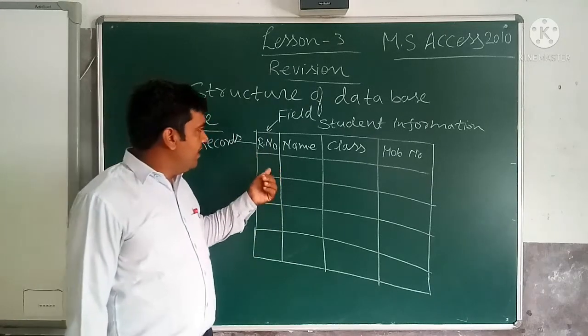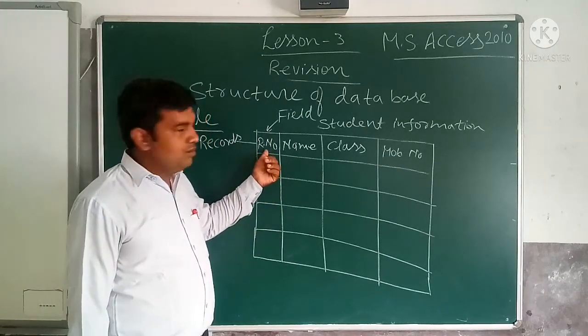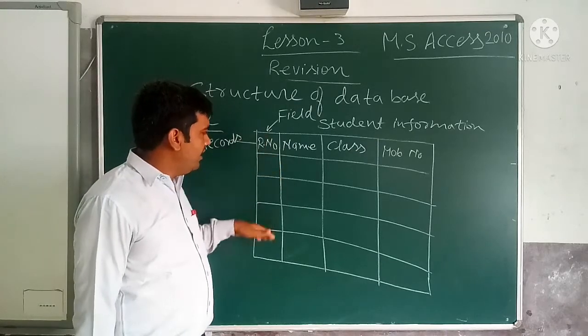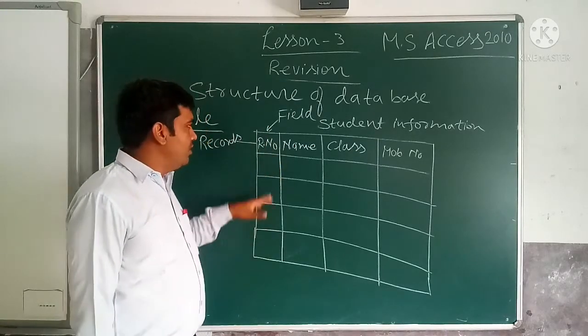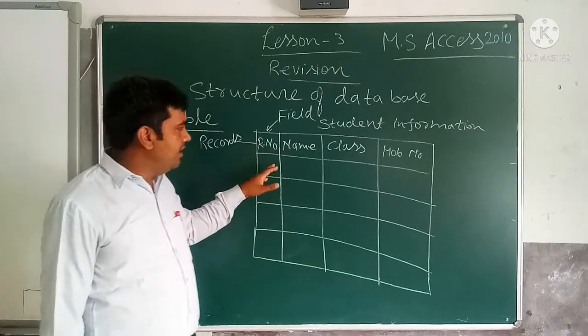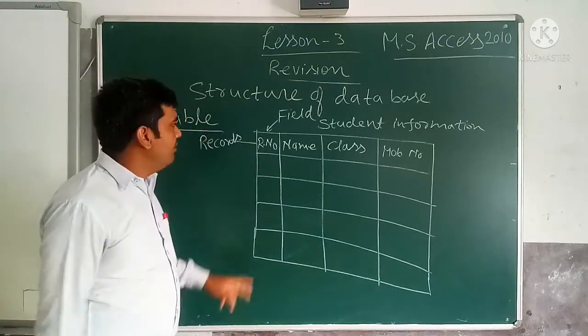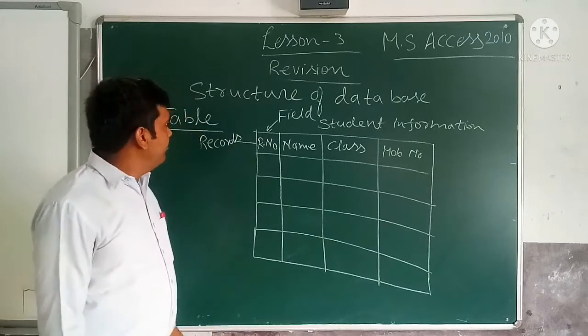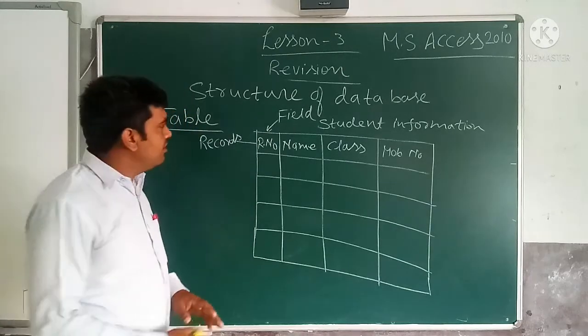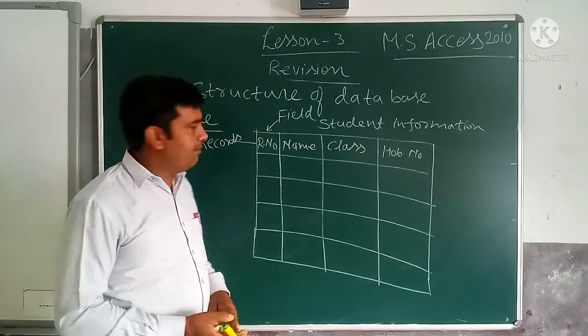Here, if I have declared this roll number as an integer value, we can enter only integer values in this. Other than that, if you enter any alphabet, it will display an error, it will not accept. That is the functionality, the characteristic of the RDBMS relational database.